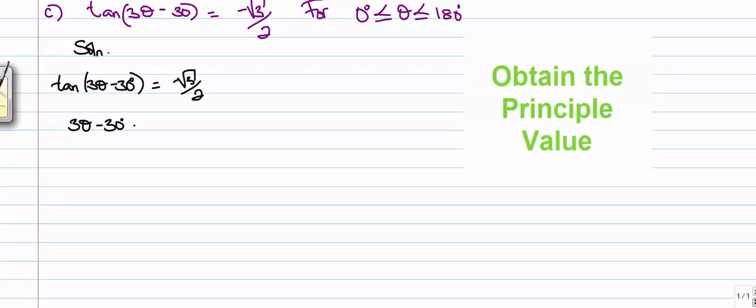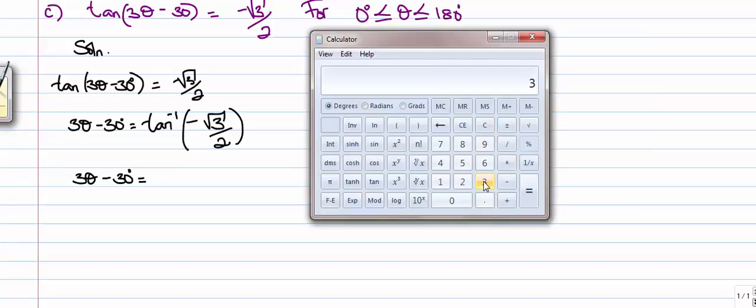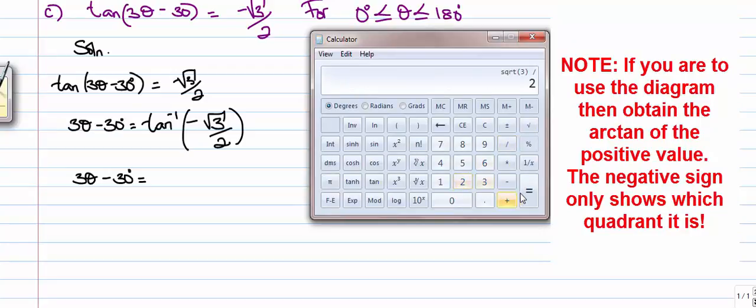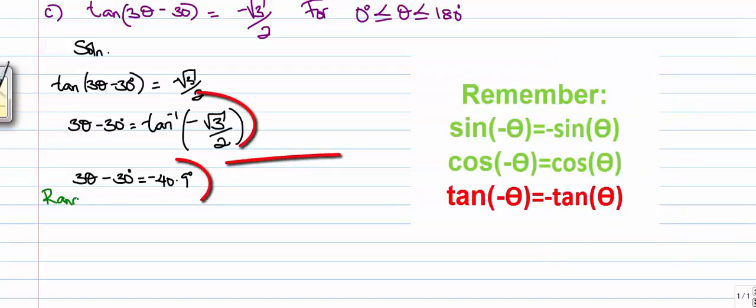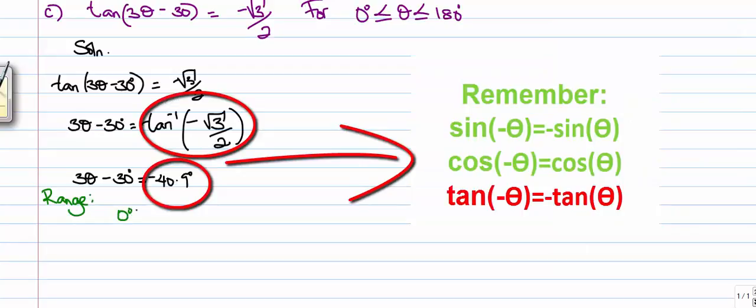value is by now. 3 theta minus 30 degrees is equal to the arctan of negative root 3 divided by 2. Once you press that on your calculator, you'll obtain... However, because I'm not going to use the general formula, I'm going to use the diagram. I'll not need to get the arctan of the negative. I'll simply need to get the arctan of root 3 over 2. And then the negative, if you're using the diagram, that small illustration of ASTC, the negative simply tells you to choose those quadrants in which tan is negative.